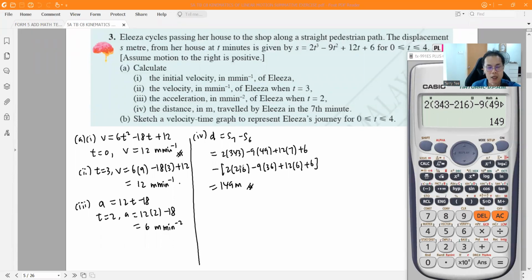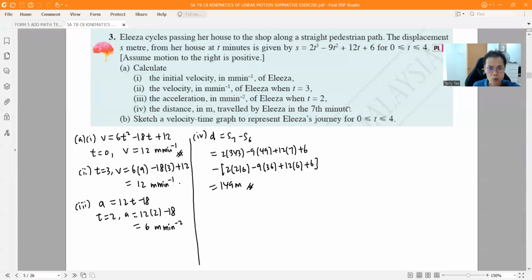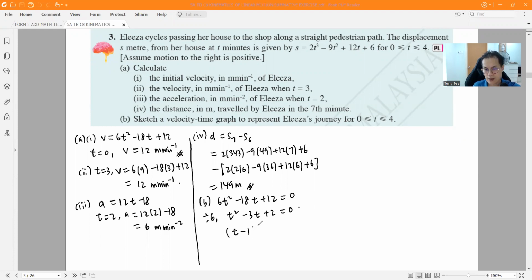Okay, next, sketch a velocity time graph. If you want to sketch a velocity time graph, first of all, we need to know when the particle changes direction. So I need to do some groundwork first. I'm going to let v be 0. Notice that we can divide everything by 6. So t squared minus 3t plus 2 equals 0. Well, factorize this: 1 and 2. The particle changes direction at 1 and 2.